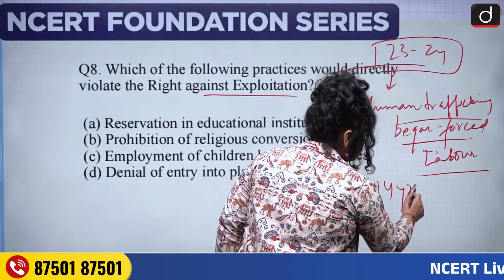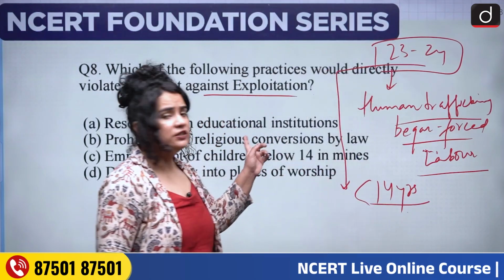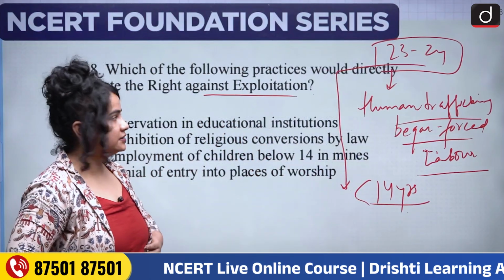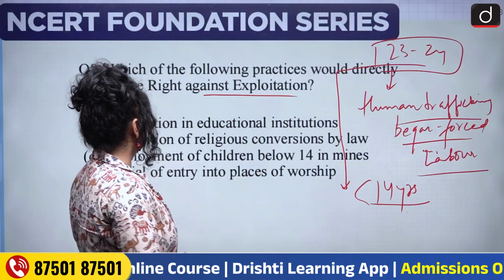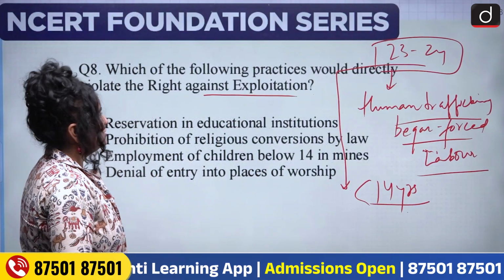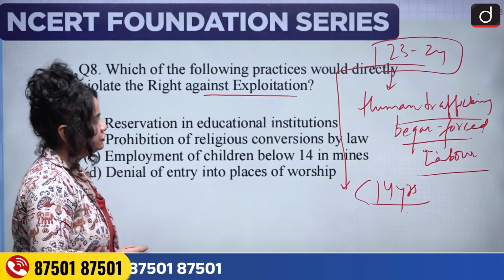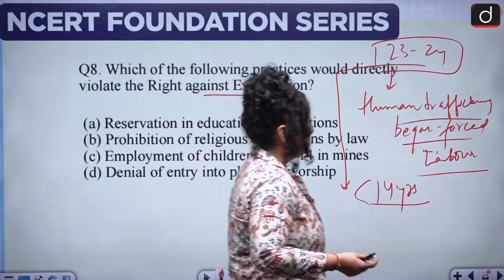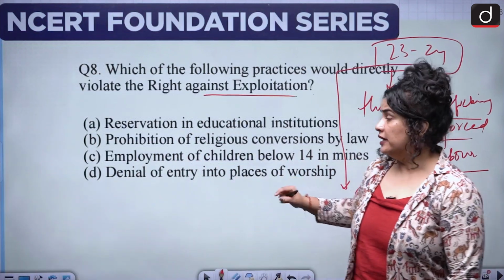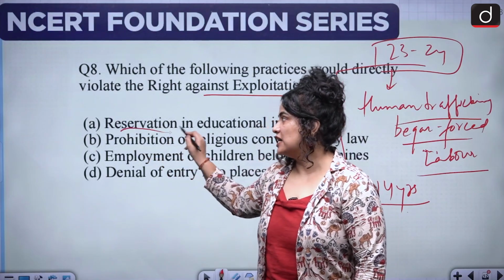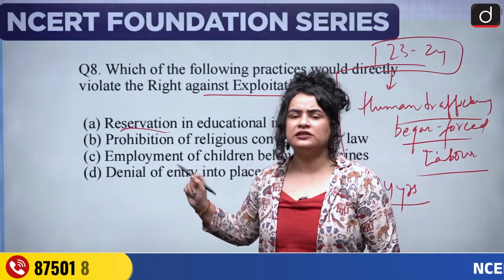So, these are the basics of what you need to understand about the right against exploitation. Now, which of the following practices would directly violate this right? Let's see. Reservation in educational institutions. I don't think it's violating this right. I also don't think we've sufficiently discussed that reservations are not a violation of anybody's right to equality.